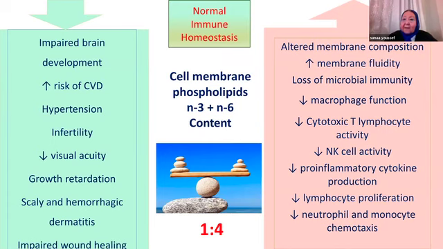If you look at the pink table, you will see that an excess of omega-3 is going to alter the membrane composition, increase the membrane fluidity, and there is loss of the microbial immunity, a decrease in the macrophage function, a decrease in the cytotoxic lymphocyte activity, a decrease in the natural killer cells, a decrease in the pro-inflammatory cytokine production, a decrease in lymphocyte proliferation, a decrease in neutrophil and monocyte chemotaxis. So not too much of everything is beneficial.